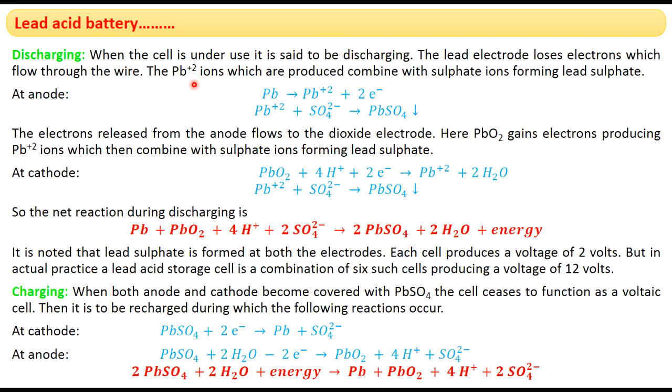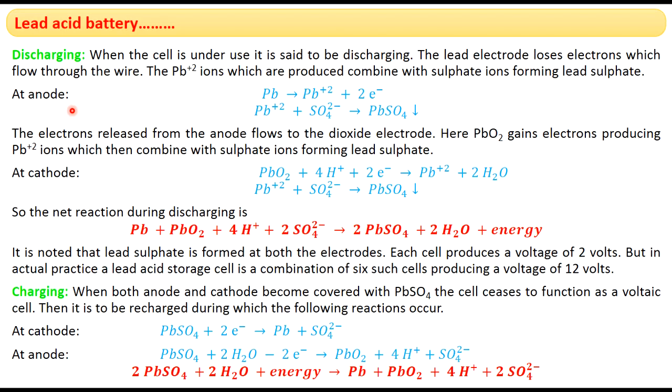Then cell reactions occurring in the lead acid battery. Lead acid battery is a secondary battery, so we have cell reactions of two types: discharging cell reactions and charging cell reactions. Discharging cell reactions.